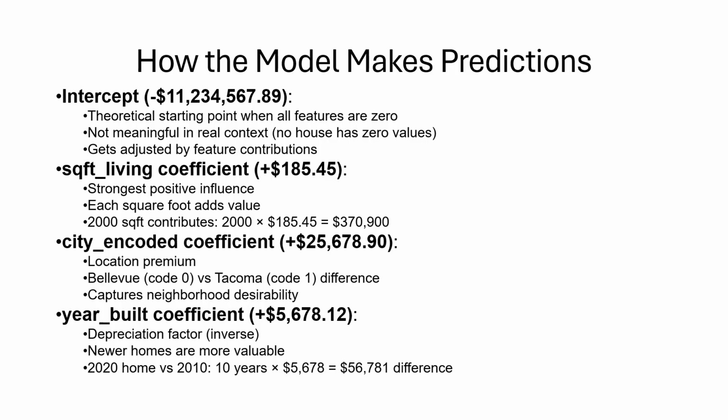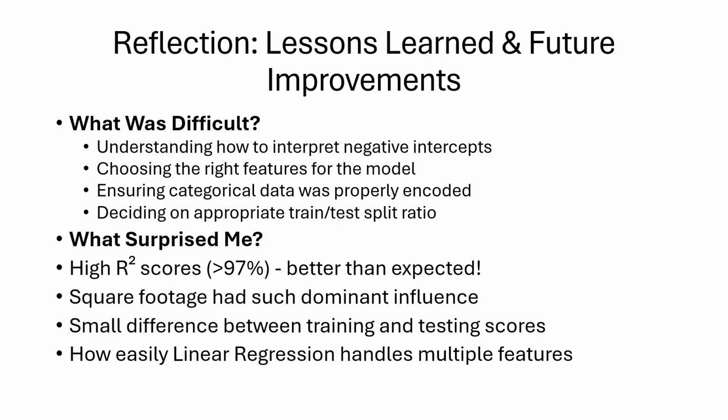And then how the model makes predictions, I wanted to add this slide in here. It starts at 0 when all the features are 0. It takes into account the square feet, which is the largest coefficient. It takes into account where the house is located, and then the year built. The slide goes into further detail about how much pricing changes based on these features.